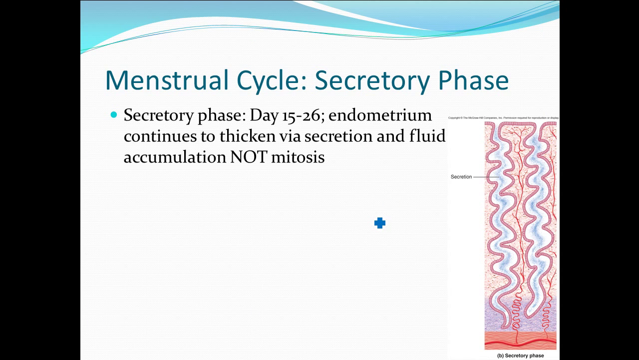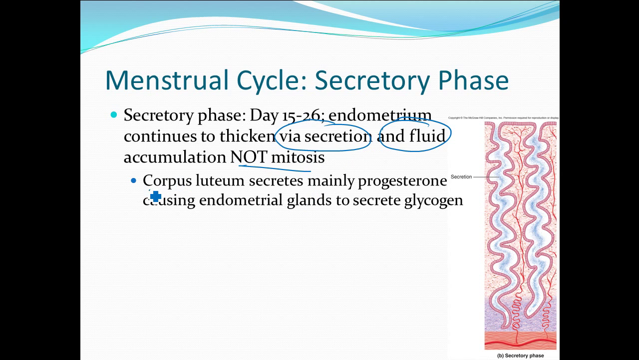Secretory phase: what's occurring is not mitosis. Mitosis is not occurring, but there is an accumulation of a lot of fluid to help cause more secretion. So the endometrial layers continue to thicken via the secretion of these fluids. At this point in time, the corpus luteum is secreting a lot of progesterone, and we talked about this earlier. The progesterone helps maintain the lining of the endometrium.